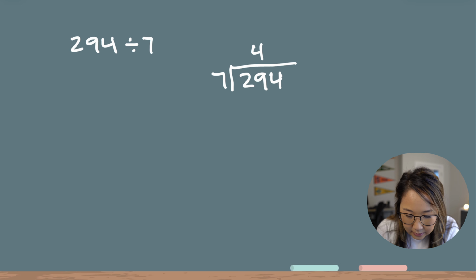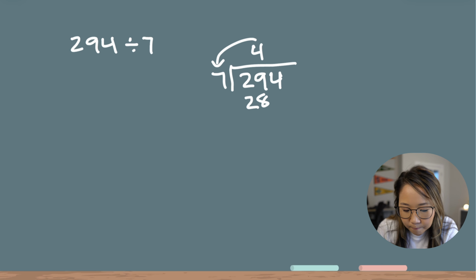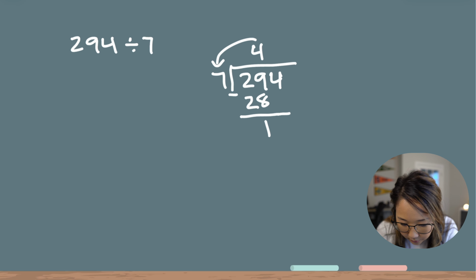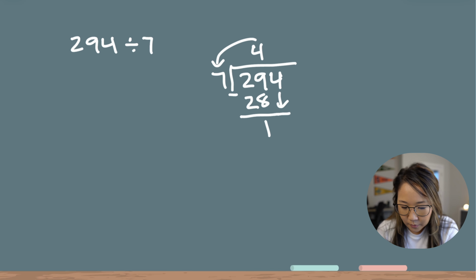All right, so the next step is you're going to take the 4 times 7, which is 28, and you're going to write it below the 29. And then you're going to subtract 28 from 29. So 9 minus 8 is 1. 2 minus 2 is 0. Okay, so next thing we're going to do is bring down this 4 down here. Okay, so now we have 14.